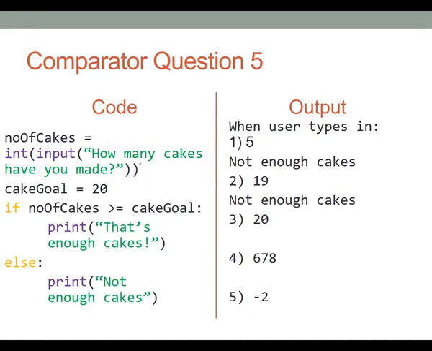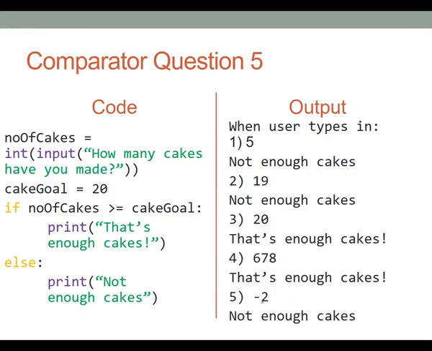Is 20 greater than or equal to 20? Because it's an equal sign there, it's true. If it didn't have that, it would be false, but greater than or equal to, so it's the equal bit here, so it will say that's enough cakes. And then any number over 20 is going to say it, so 678 is going to say it, 678,000 is going to say it. Where it gets interesting is minus 2. Minus 2 is less than 20, it works with negatives as well, and it's going to say not enough cakes.